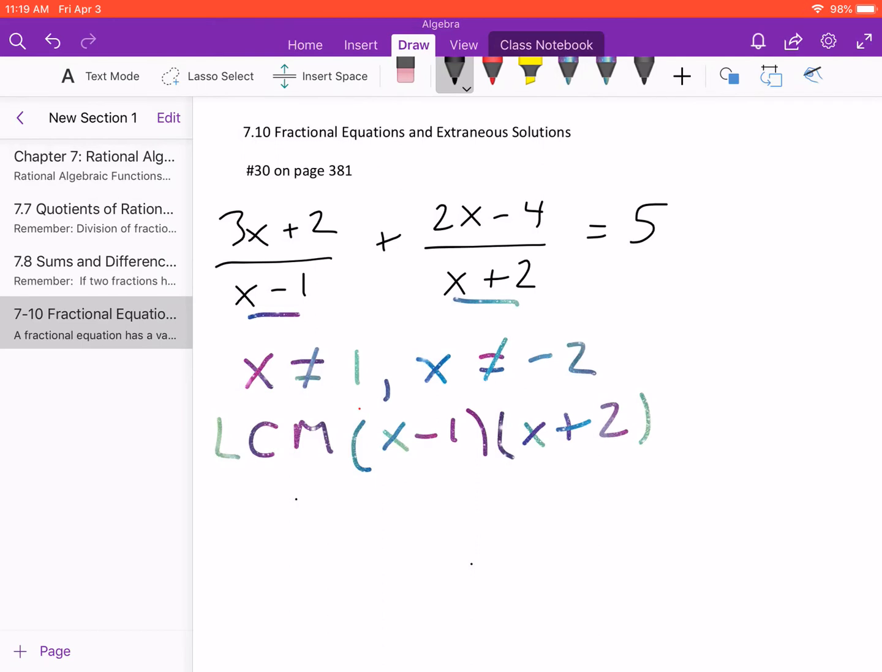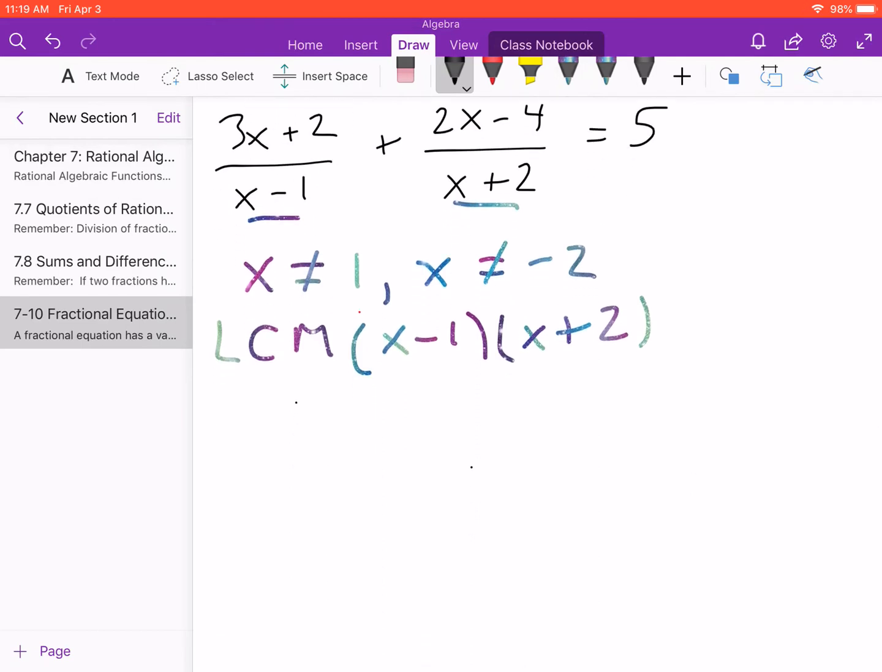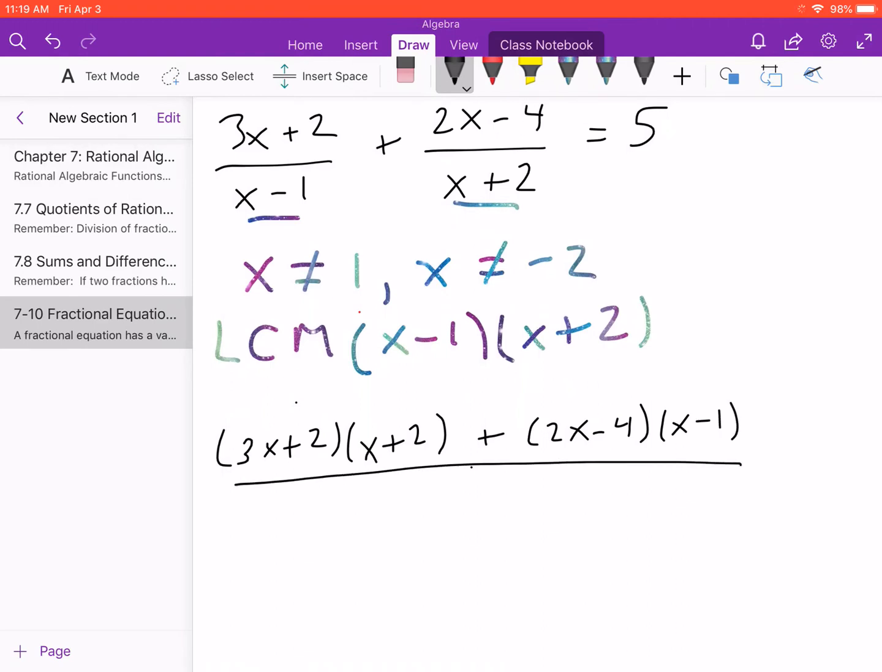In order to find that, we need to make sure that we distribute that least common multiple first. So on the left side of the equation, I'm going to take 3x plus 2 times x plus 2, plus 2x minus 4 times x minus 1, all over our least common multiple of x minus 1 times x plus 2. I'm going to leave my 5 on the right side of the equation for now.